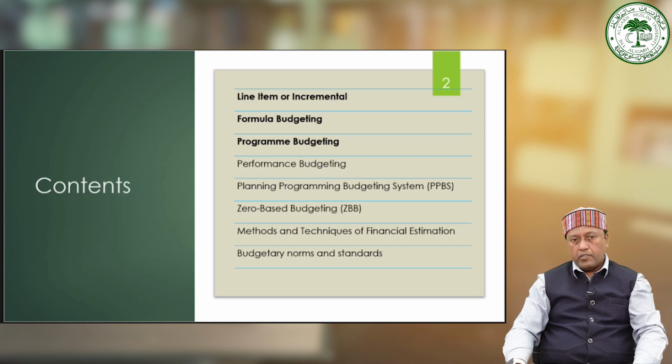We have already covered line item or incremental budgeting, formula budgeting, and program budgeting. I also told you about lump sum budgeting, which I have not listed here, but I told you what its advantages are. And now I'll be telling you about performance budgeting.